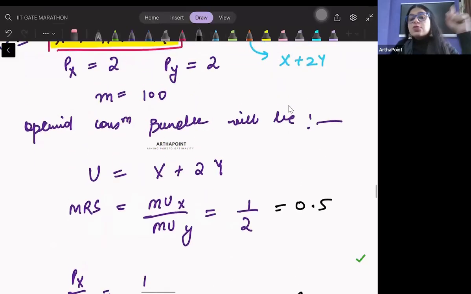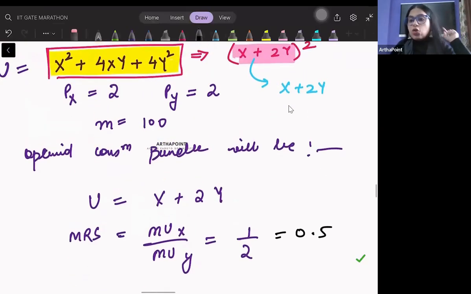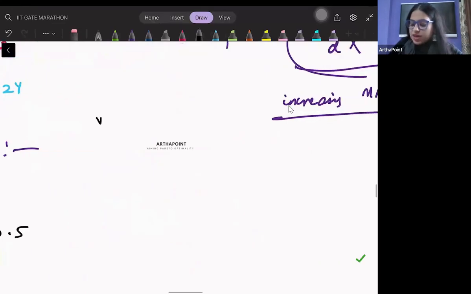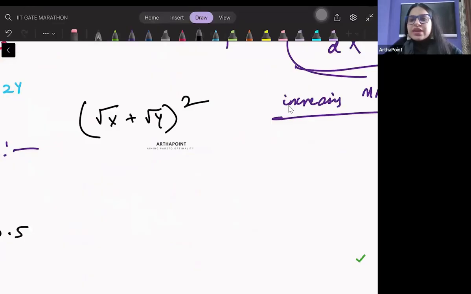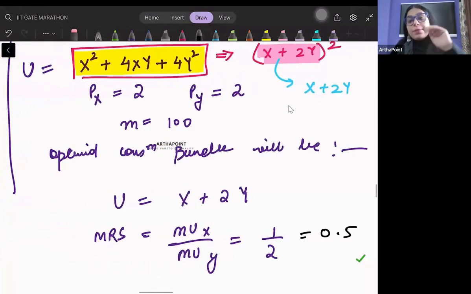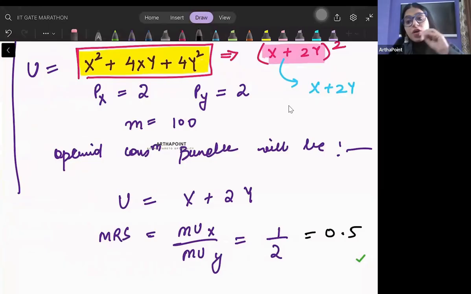So monotonic transformation is one of the most important concepts from the point of view of the exam. Why? Because they will definitely ask you such kind of question. They will transform it a little. A lot of times they will transform it to root x plus root y whole square, or something like that. But in the background, you would have seen that utility function before and you would know how to solve it. It's just that you have to use your mind at that point, to see whether this resembles something or not.